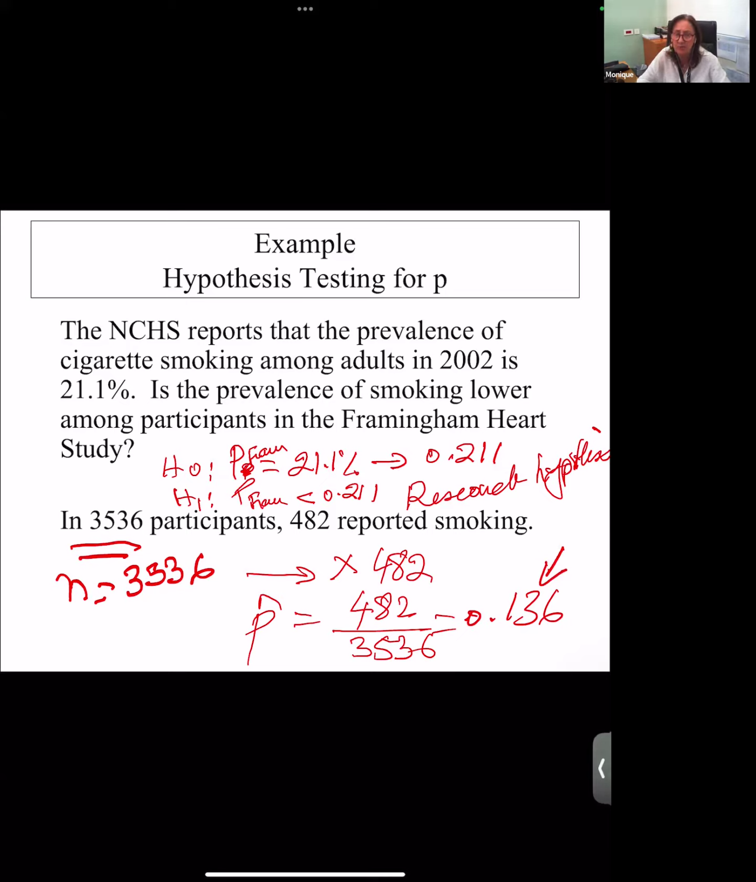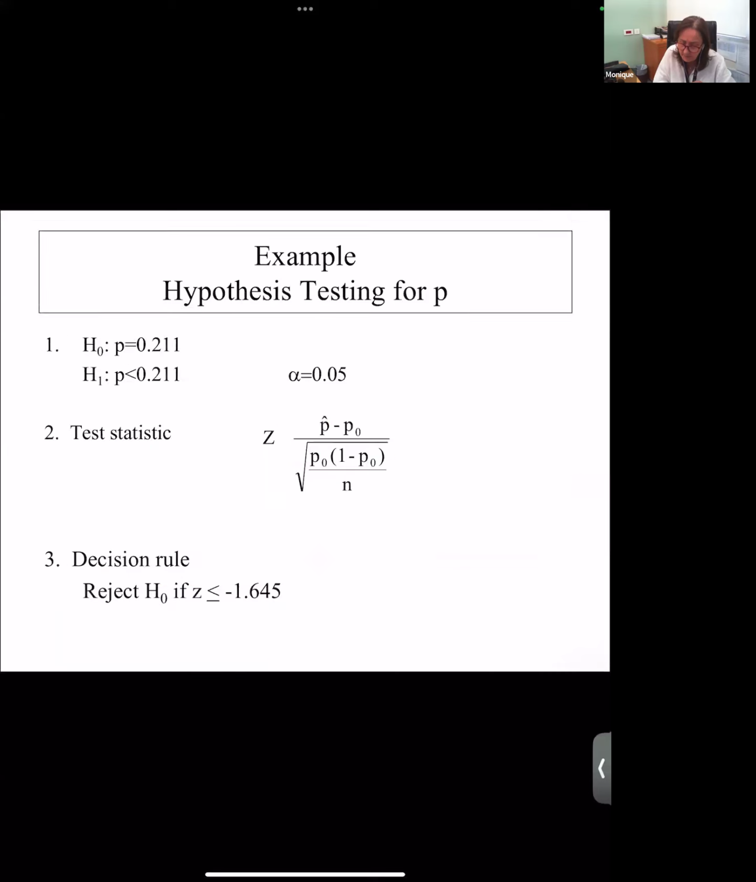So the question now, based on the sample statistics, is this: because we take one sample, collect the data, and get that P hat, can we say from that statistic that the prevalence of smoking in Framingham is actually less? So what do we do? We stated the hypotheses.